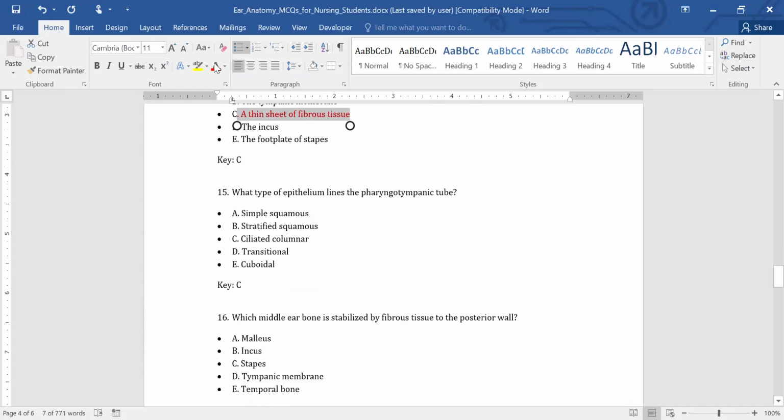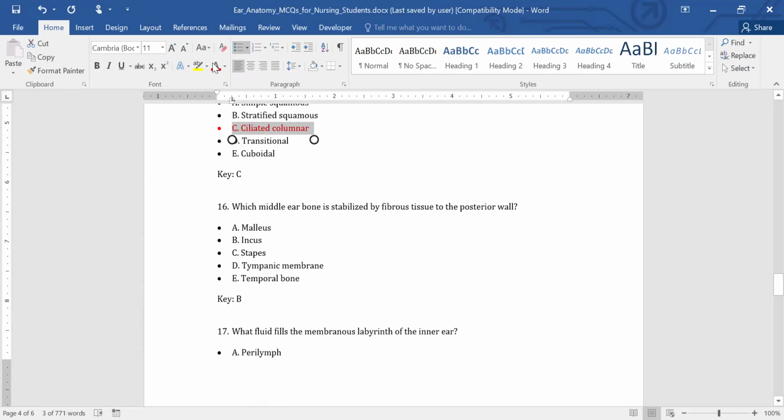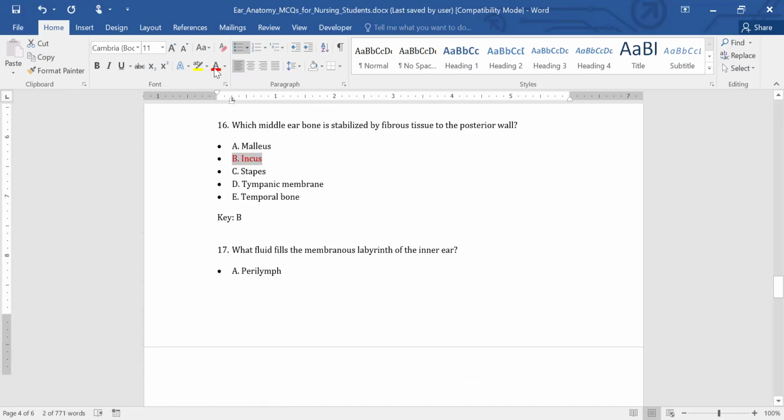What type of epithelium lines the pharyngotympanic tube? It is lined by ciliated columnar epithelium. Which middle ear bone is stabilized by fibrous tissue to the posterior wall? It is the incus, which is stabilized by fibrous tissue on the posterior wall.